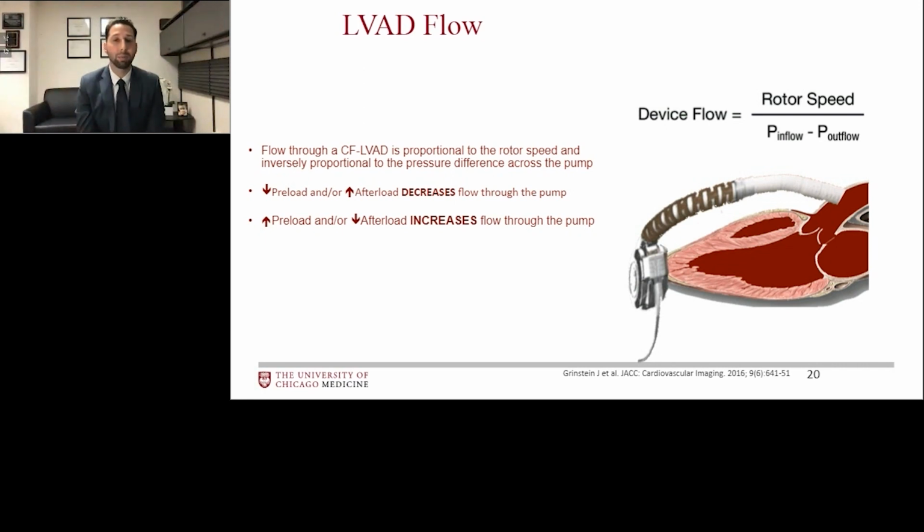In the denominator is the pressure gradient across the LVAD. So P inflow represents the pressure in the left ventricle. P outflow represents the pressure in the aorta. Anything that brings these two pressures closer together increases flow through the LVAD. And anything that brings these two pressures farther apart decreases flow. So, for example, a drop in preload, such as with a GI bleed, or a rise in afterload, if a patient, for example, didn't take their antihypertensives, would lead to a drop in flow. Conversely, a rise in preload, such as a blood transfusion, or a drop in afterload, such as sepsis physiology, would lead to a rise in LVAD flow.